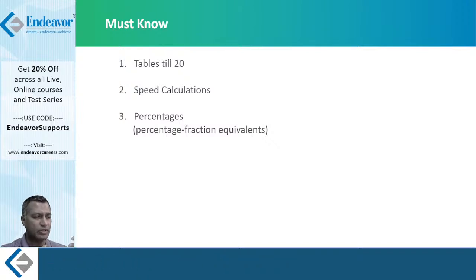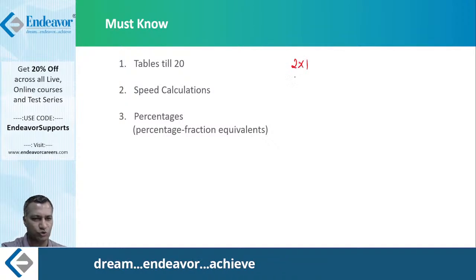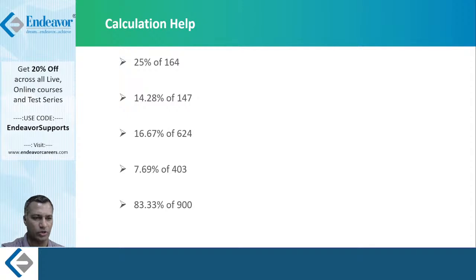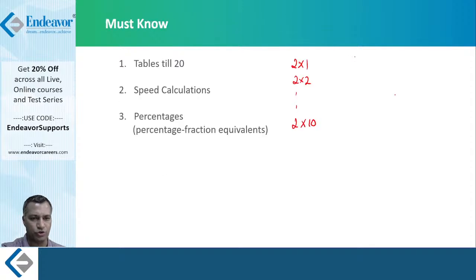If you have ignored the tables till 20, I would recommend you must know your tables till 20. When I say tables till 20, I don't mean 20 cross 20, I mean 20 cross 10. That is 2 cross 1, 2 cross 2, likewise up to 2 cross 10. Then you move on to 20 cross 1, 20 cross 2, likewise up to 20 cross 10. Right, so this is important.